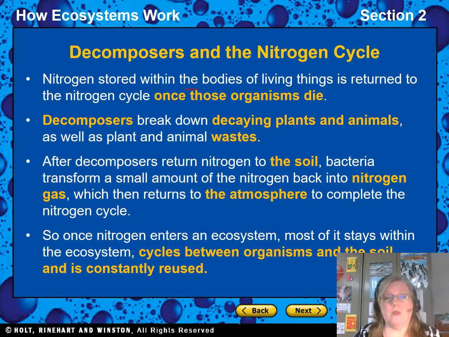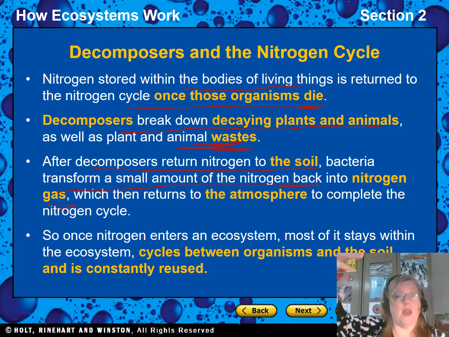The nitrogen stored within the bodies of living things, plants or animals, is returned to the nitrogen cycle once those organisms die. The decomposers are going to break down the decaying plants and the animals, as well as the animal waste, because there's a lot of nitrogen in pee especially. Okay, so after the decomposers return nitrogen to the soil, the bacteria transform a small amount of nitrogen back to nitrogen gas, so that some of it goes back out into nitrogen in the air. Once the decomposers work on it, some of it stays solid to be used by the next generation, but they call this denitrifying bacteria.